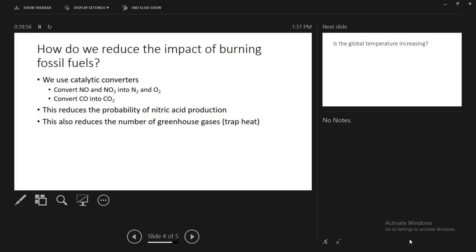All right? So how do we reduce the impact of burning fossil fuels? See first point. There's really no better way to answer it than that. We use catalytic converters.